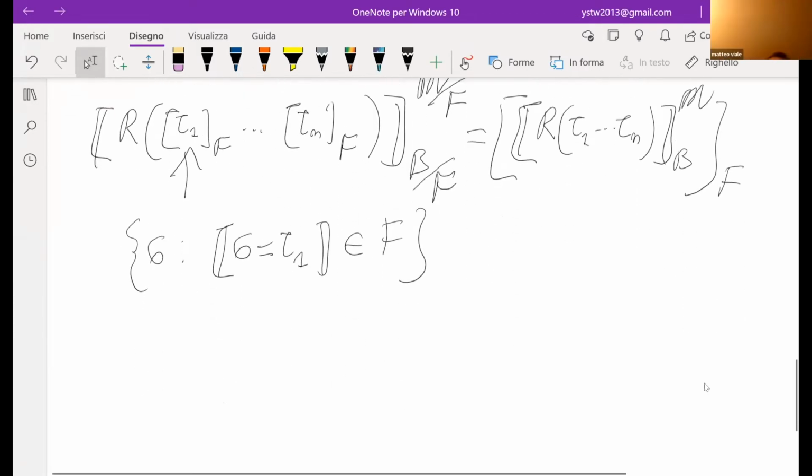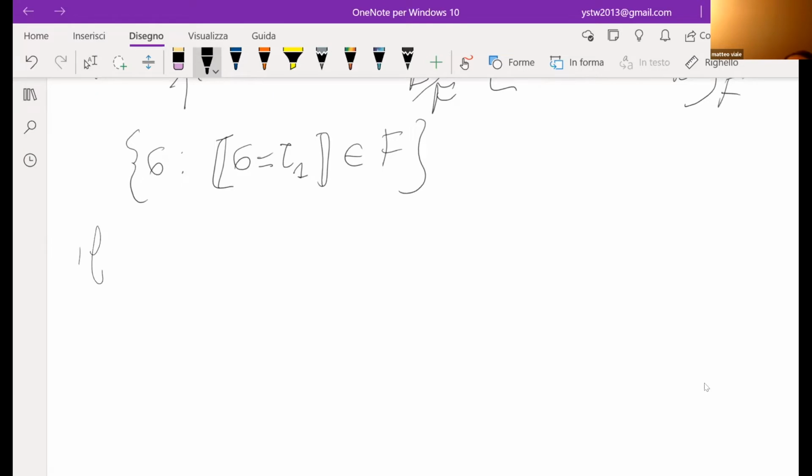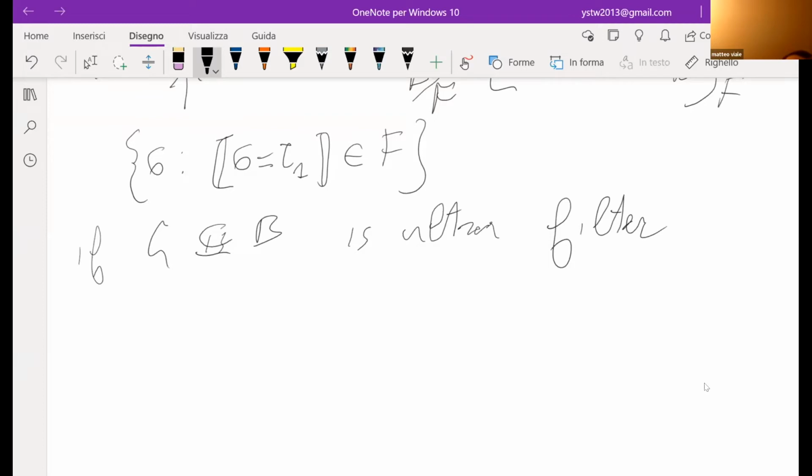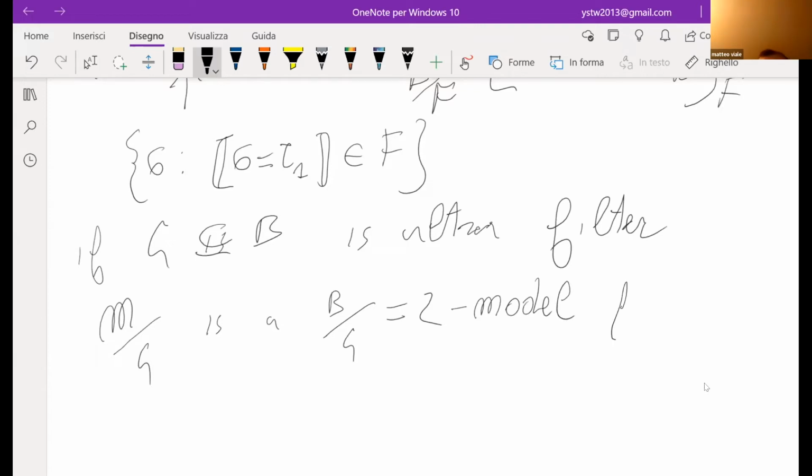Okay, then what happens if G contained in B is an ultrafilter? Then what happens is that M mod G is a B mod G valued model, where B mod G is 2. So by passing to the quotient with an ultrafilter, I recover a Tarski structure. Okay.